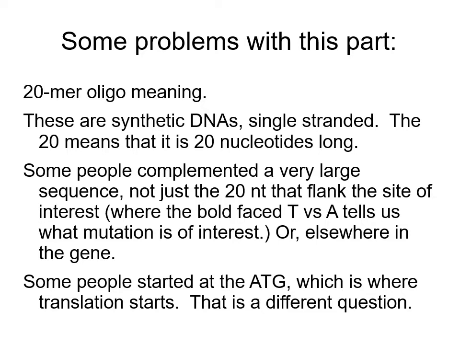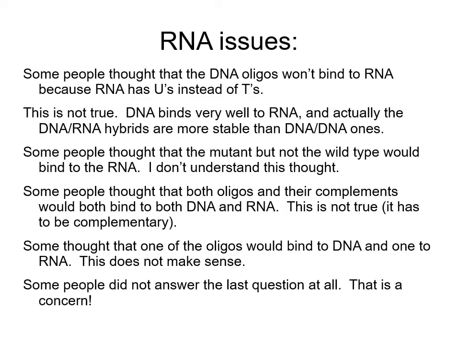Okay, or else people wrote oligos that were elsewhere in the gene that weren't anywhere near the nucleotides that we were looking for. Some people started at the ATG. So if you're asked to detect a particular nucleotide, your oligo should be 20 long, approximately, and it should flank it and not elsewhere in the gene. Okay, there were a lot of RNA issues.